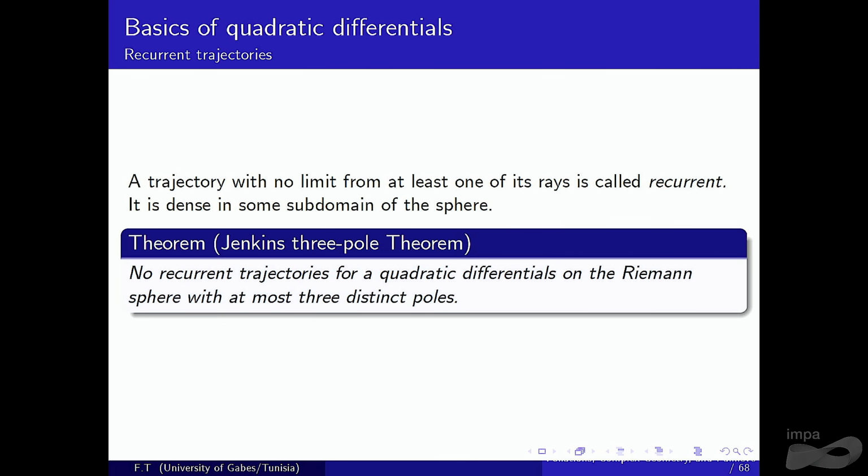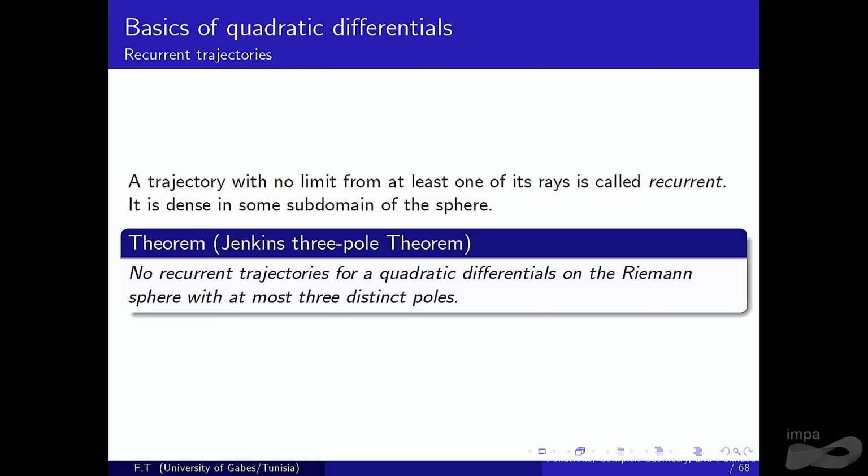So we have another type of trajectory, which is what we call a recurrent trajectory, which is a trajectory with no limit from at least one of its 2 rays. In fact, if we follow a trajectory, we have 3 possibilities. Either a critical trajectory starting from a finite critical point, a zero or a simple pole.